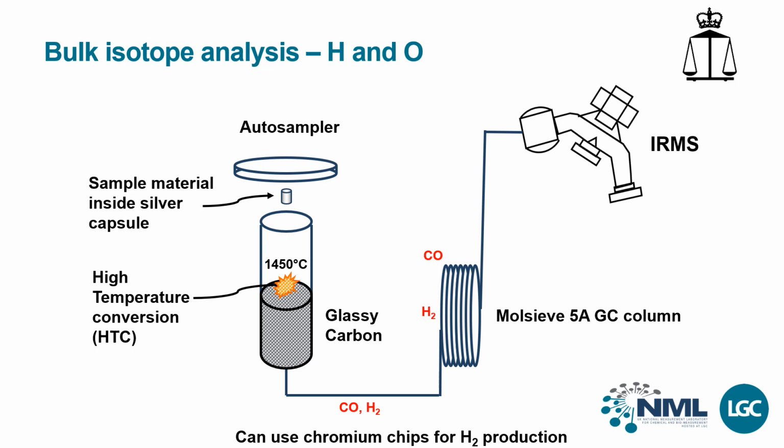Metal chips, such as chromium, prevent the formation of other stable pyrolysis products, such as hydrogen cyanide, that would otherwise prevent quantitative conversion of sample hydrogen into hydrogen gas. Halides are removed by silver wool. As before, the two gases, hydrogen and carbon monoxide, are separated either by chromatography or purge and trap, and then introduced separately into the ion source of the IRMS.